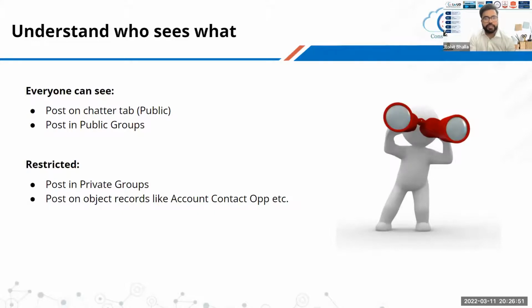Understand who sees what. Everyone can see posts on the Chatter tab, which is public. Posts in public groups, whatever is in a public group, everyone can see. What is restricted? Posts in private groups. Posts on object records like account, contact, opportunity, and all the other objects and custom objects. But the user who has access to that particular record can see the post there on that record.